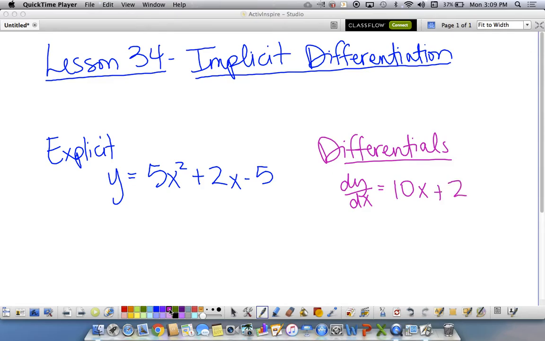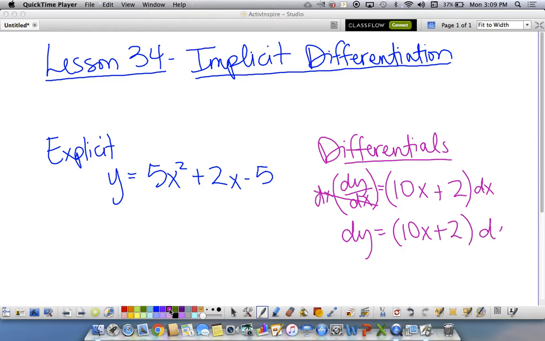To define the differential, we would multiply both sides by dx, correct? So we have dy equals 10x plus 2 dx. This is a differential when they just want dy by itself. Explicit means you only have one variable on one side and another variable or variables on the other side. Whatever you're trying to find, y or dy, is all by itself. That's what we've known. That's what we have done.